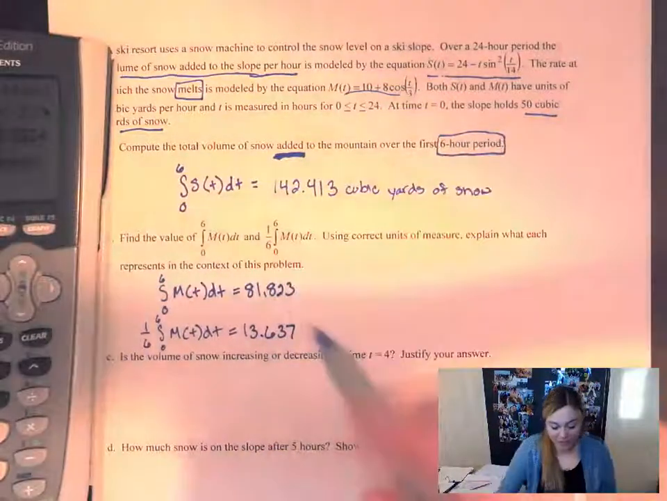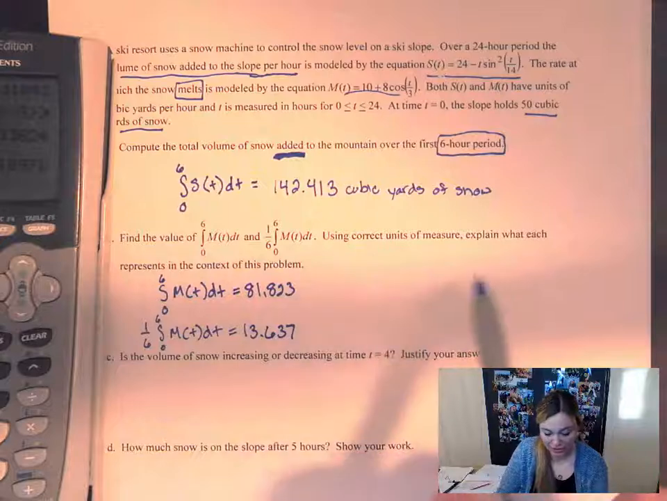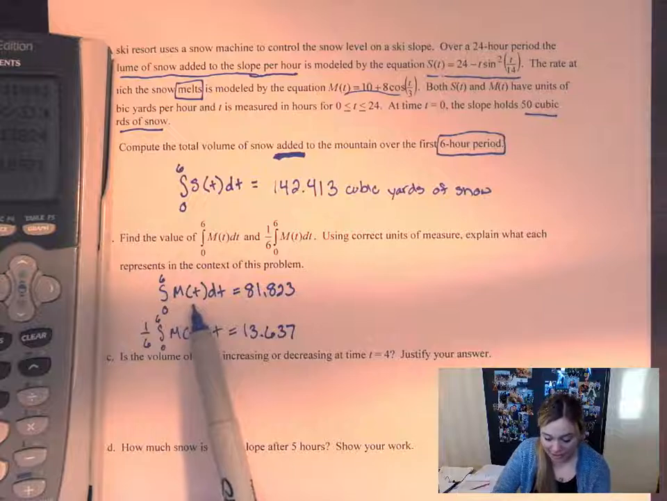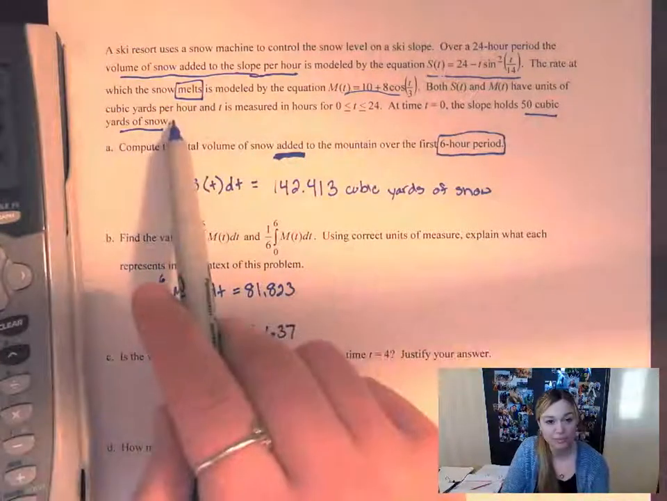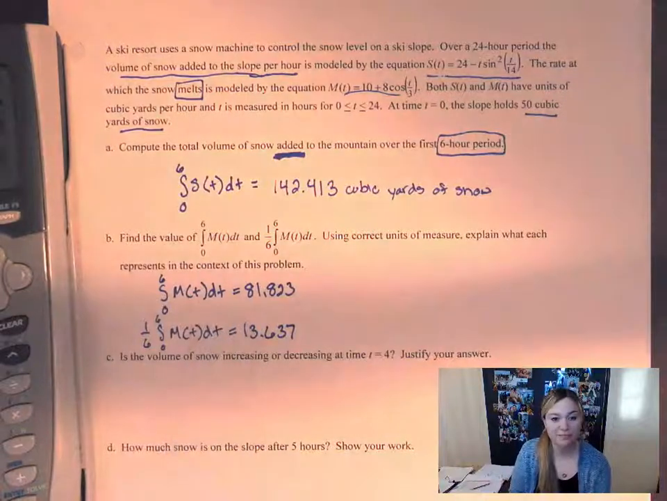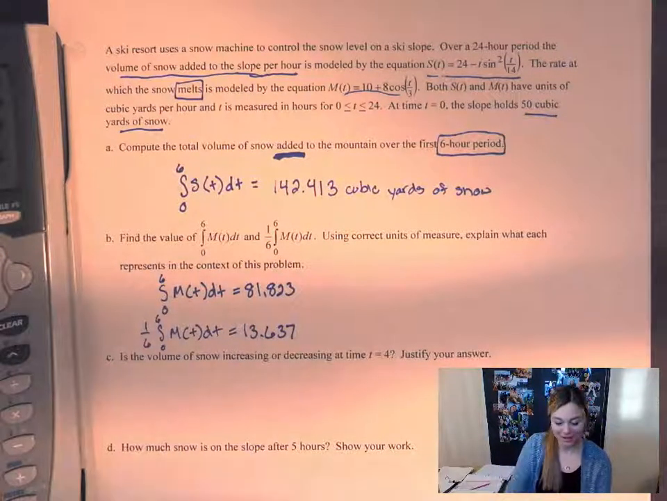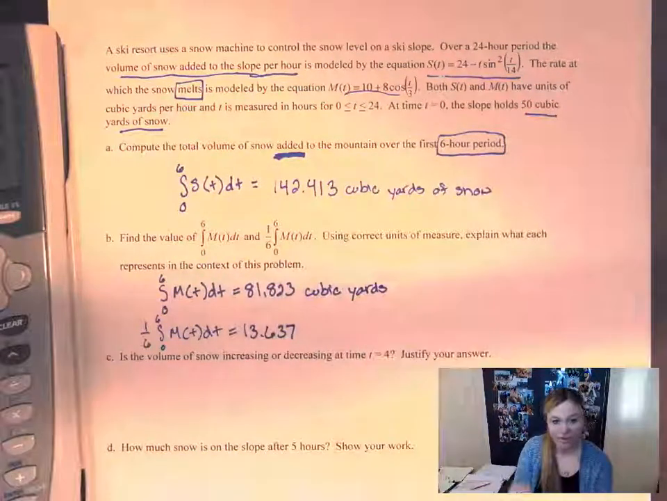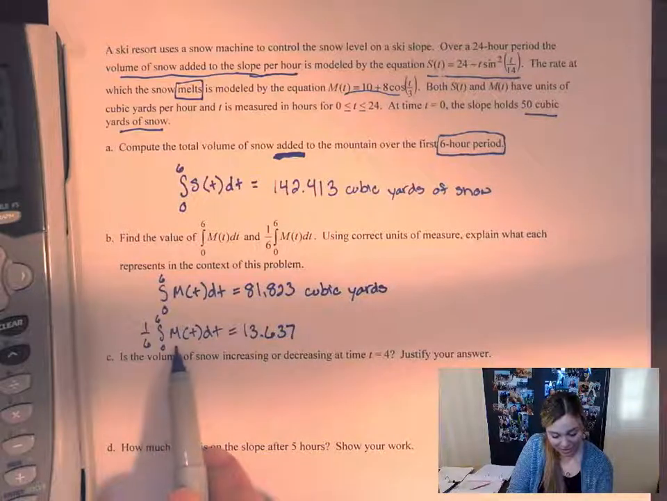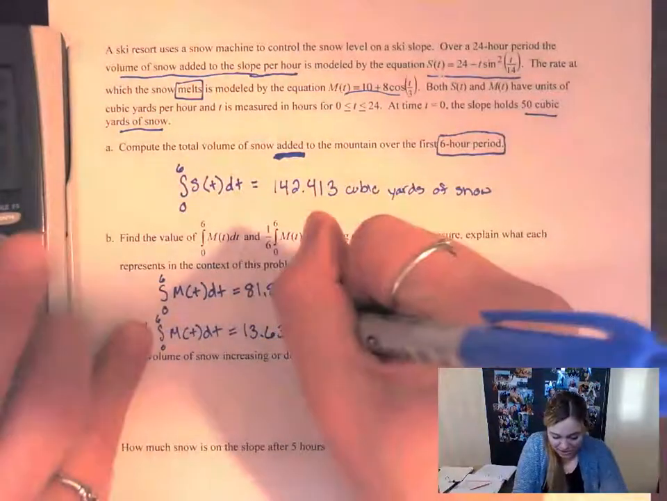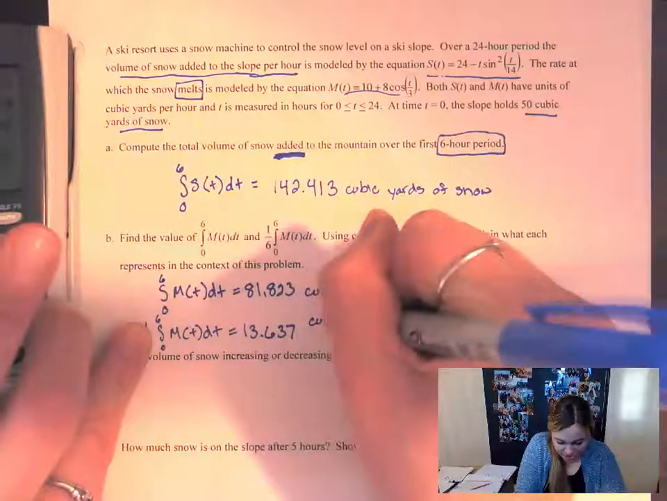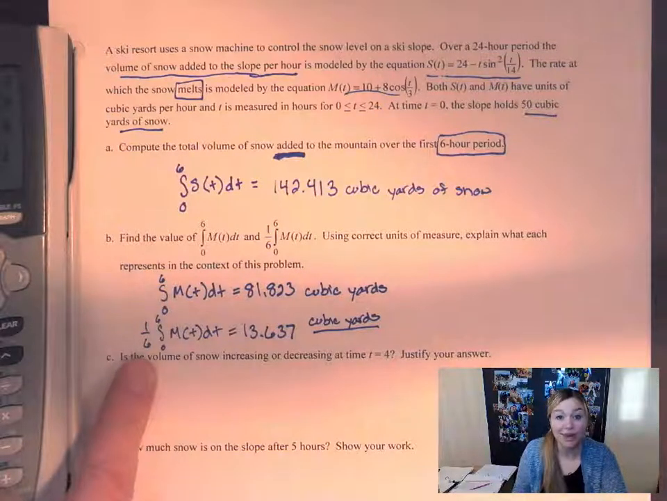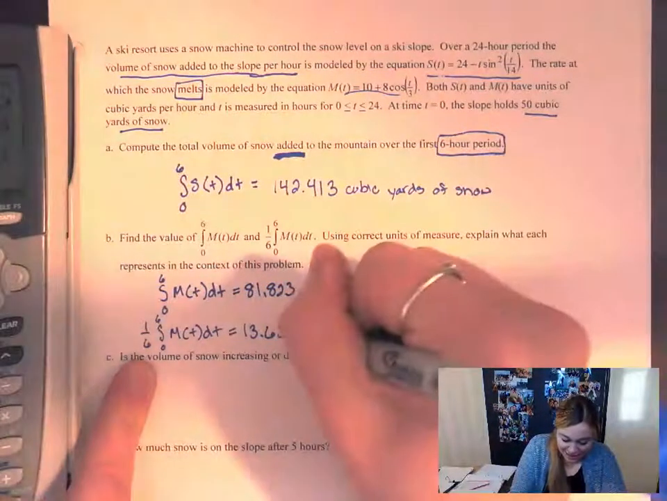Okay, so in this first one, let's think about what the units would be, because it says using correct units of measure, explain what each of these are. So this one, if I'm just integrating m of t, and m of t was given in cubic yards per hour, what would the units be here? Whenever you're integrating, taking the antiderivative, this would just be cubic yards. But then this one, this part would be cubic yards, just like that first one is. When I integrate, I get cubic yards. But then divided by 6. 6 what? 6 hours.